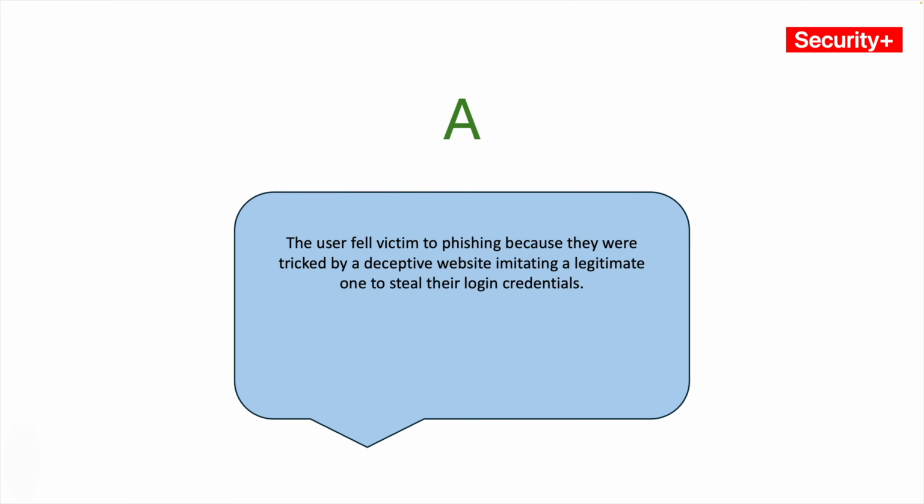The user fell victim to phishing because they were tricked by a deceptive website imitating a legitimate one to steal their login credentials.